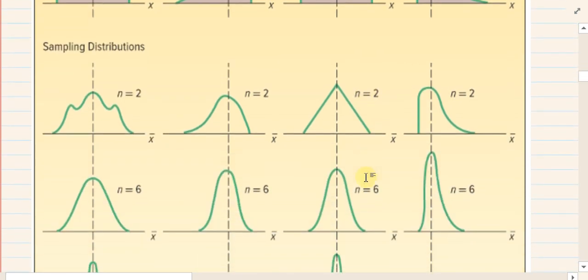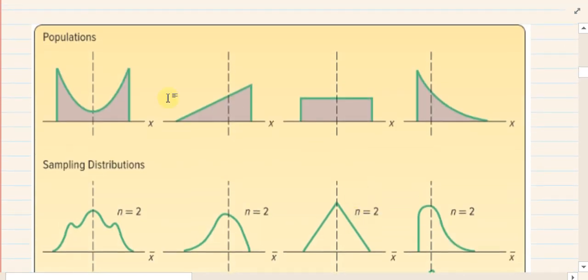Now, if we take repeated samples of size 6 from each of these 4 populations, remember the shape of these. As I scroll down, we're going to lose these.